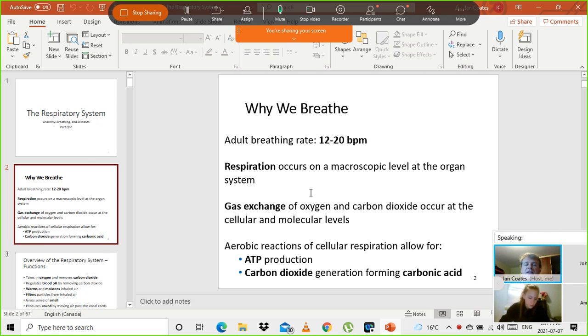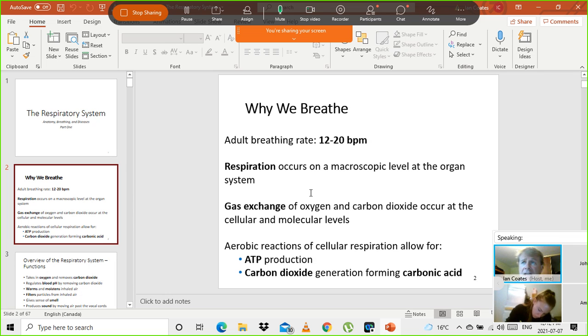Adult breathing rate is somewhere between 12 to 20 breaths per minute. Respiration occurs basically on two levels. It occurs on a macroscopic level, but it also occurs on a microscopic level. And you're going to see later on something called external respiration, as well as internal respiration. Two opposite sides of the same coin, and we'll get into that. Gas exchange of oxygen and carbon dioxide occurs at the cellular and molecular levels.